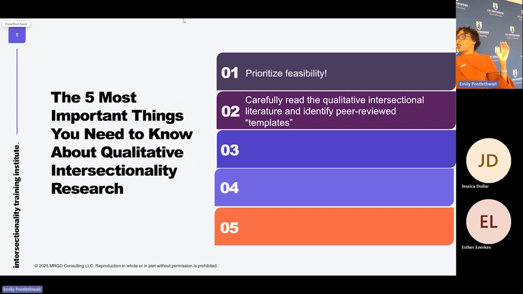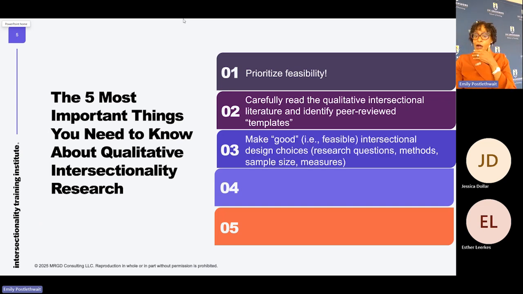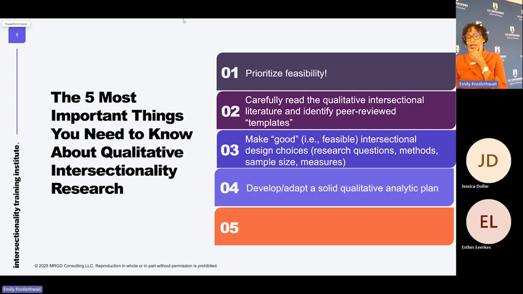Don't go for perfection, it's not possible. But find the literature, which I'm giving you, and make good design choices. This has to do with the types of questions you're asking, the methods, the sample size issue. Develop and adapt a solid qualitative analytic plan.